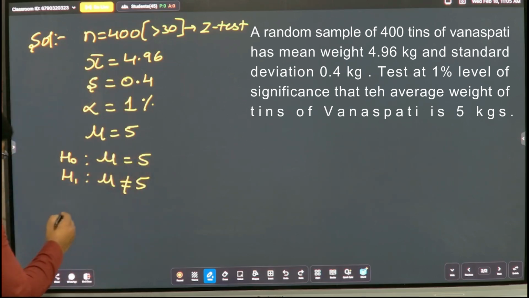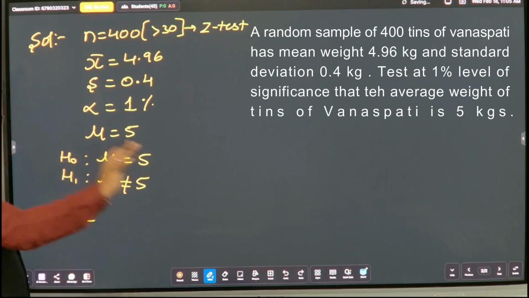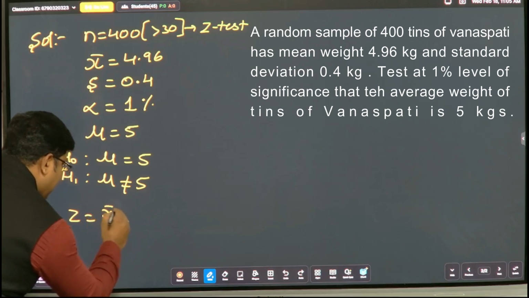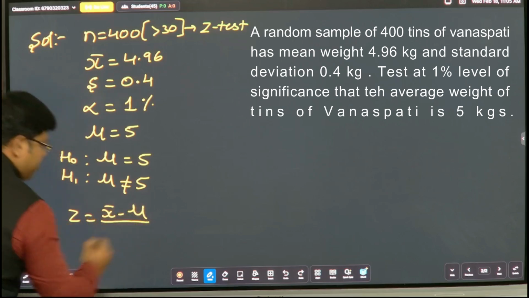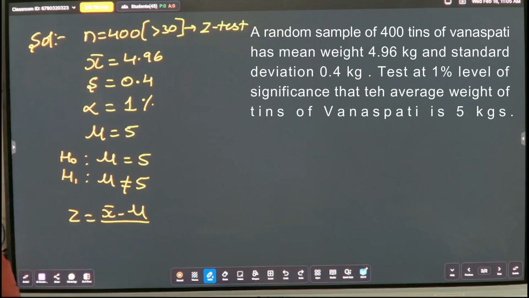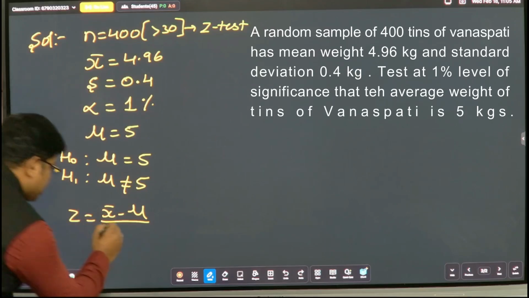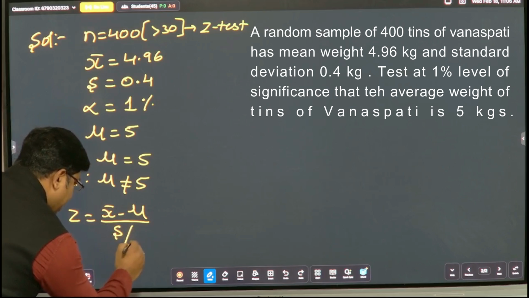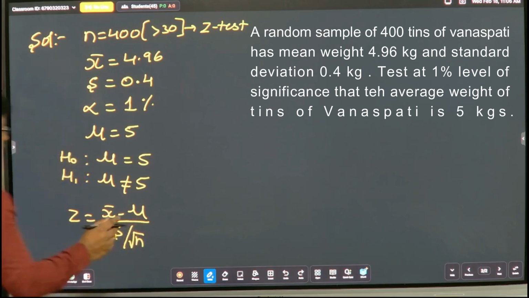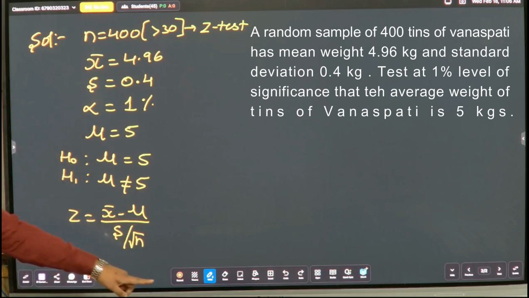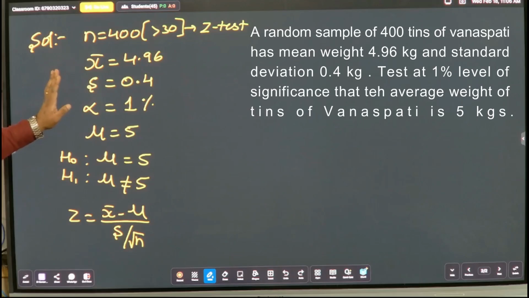So now the formula. Formula for Z test. Same, a little change, that is x bar minus mu, divided by standard deviation divided by square root of n. What is the difference? N minus 1. Here what is there? Only n. And you should be very careful. If it was population mean then sigma would come instead. Yes, that's it. Substitute the values, find out the z value.